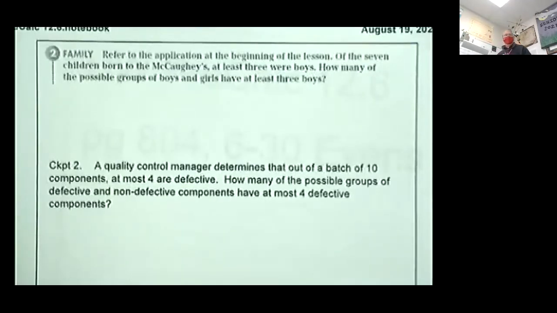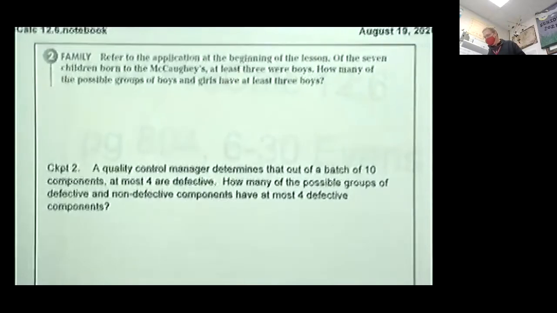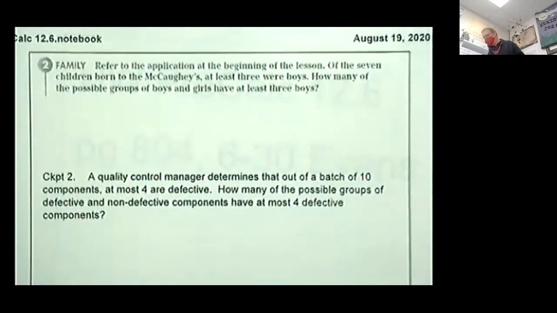How are we going to use this? Example: of the 7 children born to the Macaulays, at least 3 are boys. How many of the possible boys and girls have at least 3 boys? So if you have a kid, what's the possibility?